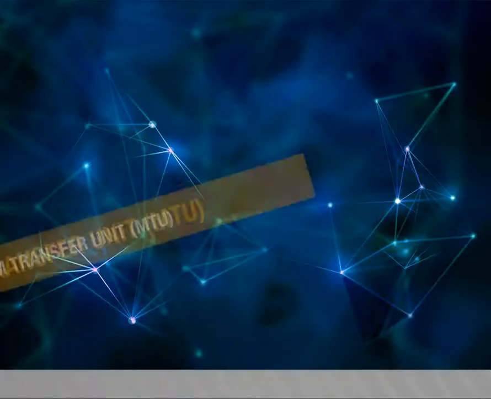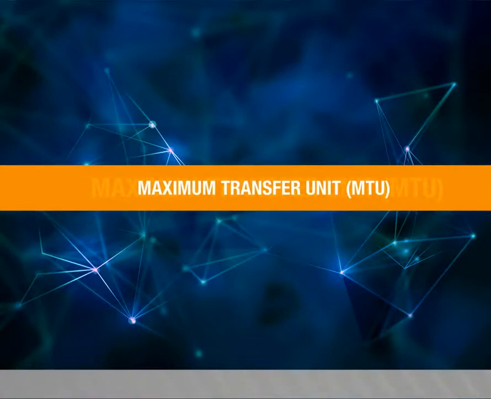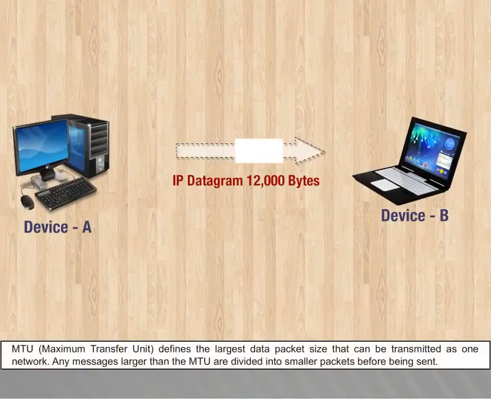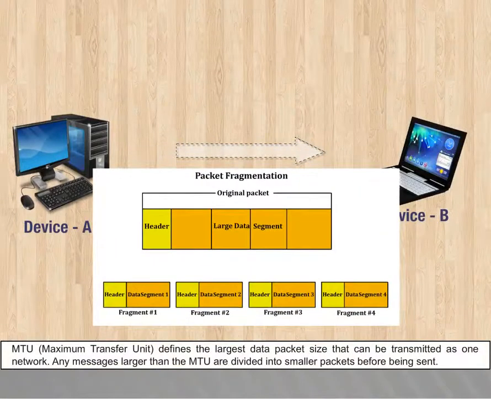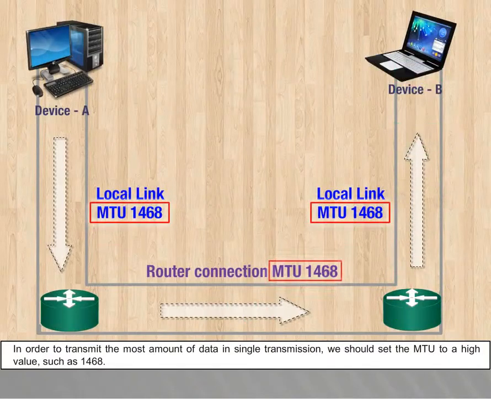Application layer: maximum transfer unit (MTU). In this video, we are going to see about the maximum transfer unit (MTU). Maximum Transfer Unit defines the largest data packet size that can be transmitted as one network. Any messages larger than the MTU are divided into smaller packets before being sent. In order to transmit the most amount of data in a single transmission, we should set the MTU to a high value such as 1468.